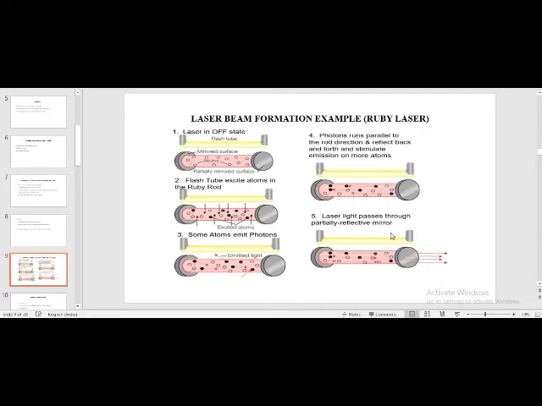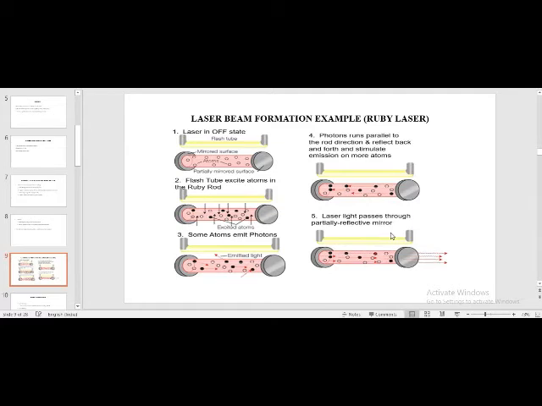from the ruby laser when they are charged. In the second stage, the flash tube excites atoms in the ruby. The ruby has some atoms, and as we give power to the flash tube, some atoms of the ruby get excited and start moving around. Some atoms also emit photons.